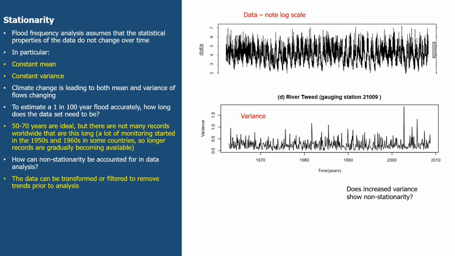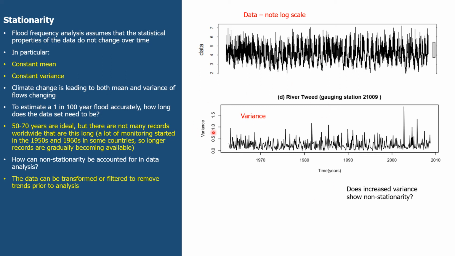On the previous slide, I mentioned stationarity. Stationarity is the assumption, a statistical assumption, that the properties of the data statistically do not change over time. In particular, the mean isn't changing and the variance isn't changing. So if you look at these data, which are on logarithmic scale this time, does the mean change? Does the variability change?